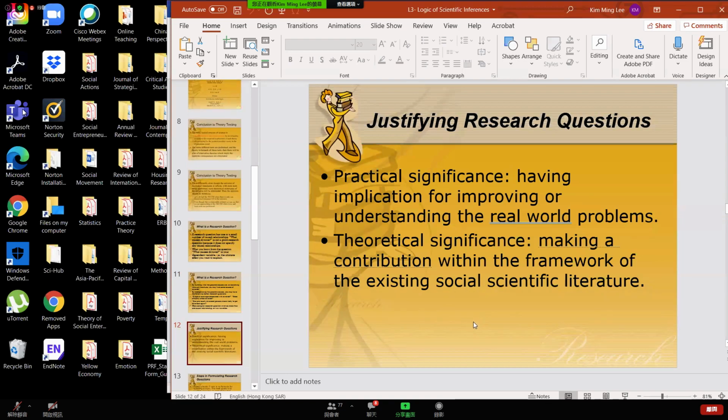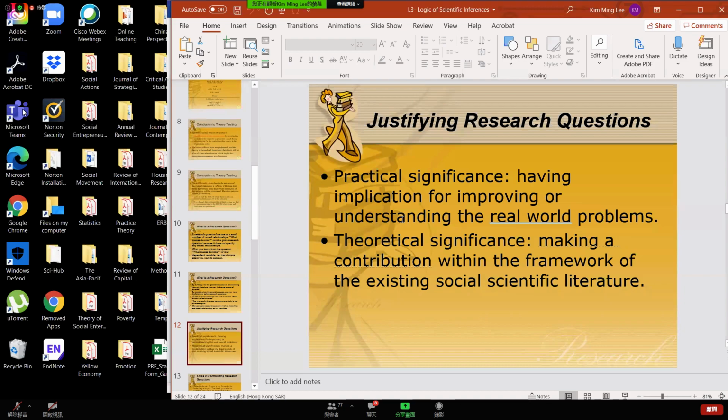And then you need to justify why you want to do this research. That means how to justify the research question. There are two ways to justify research questions. The first is practical significance. That means after finding the result, it is very important for us to improve our world and solve some kind of real world problems. For example, you may find some statistics about the divorce rate in Hong Kong, and you find out that the divorce rate in Hong Kong is rising.